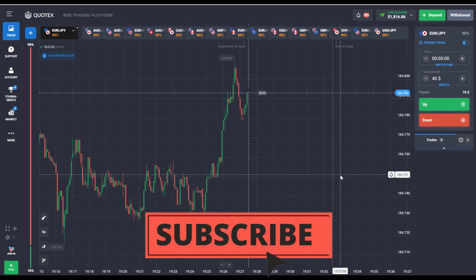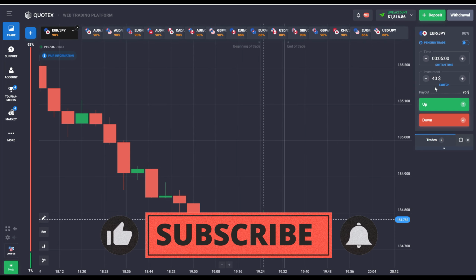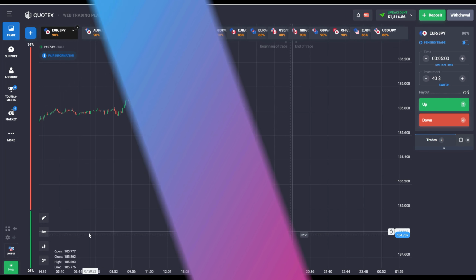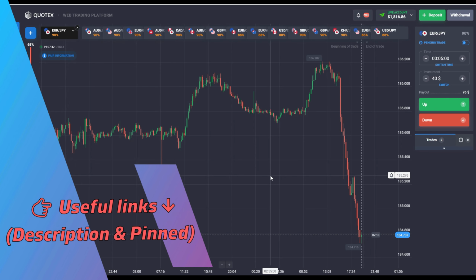Hello everyone, friends. Today we're trading with the Quotex broker using support and resistance levels with an expiration time of 5 minutes and a bet amount of $40. This is my standard trading strategy, which I've been using for many years, and today we have a major drop in currency pairs. Now let's see where we can open a position and whether we can open one at all.